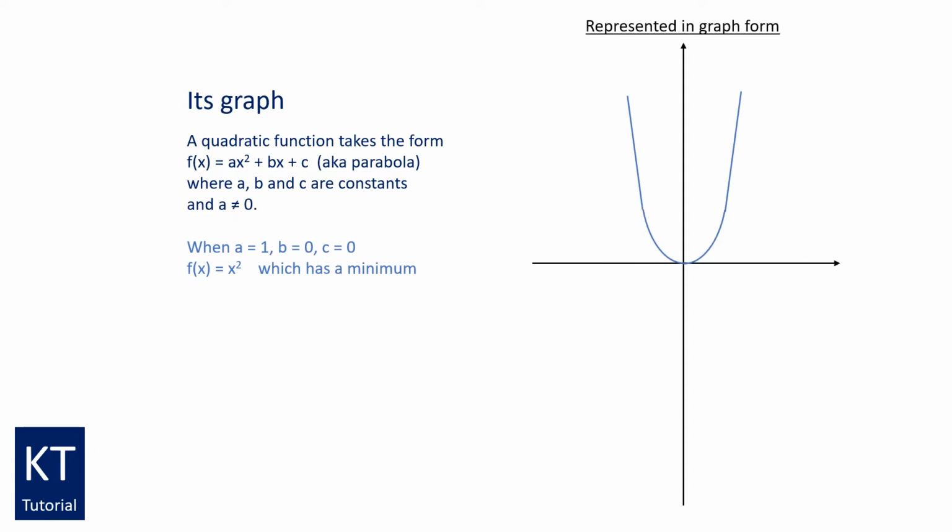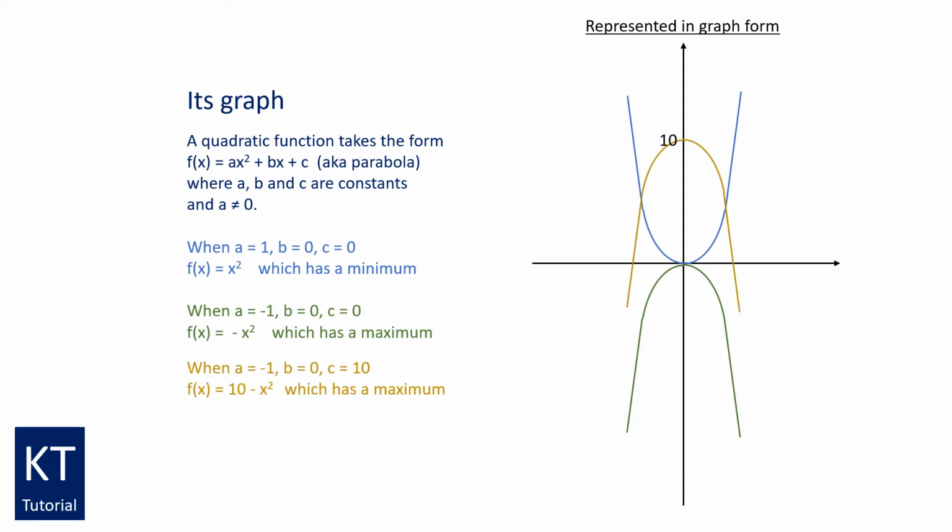When a is 1 and b and c are 0, you would have the most basic parabola, where f(x) is equal to x squared, which is a U-shaped curve that has a minimum at the point (0, 0). And when a is -1, whilst keeping b and c at 0, f(x) becomes minus x squared. A minus x squared would have a curve that is a flipped U, and it now carries a maximum.